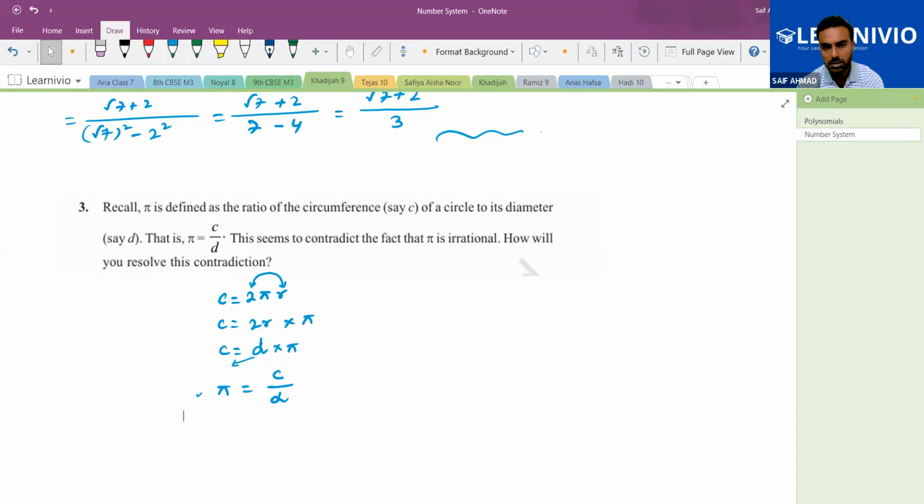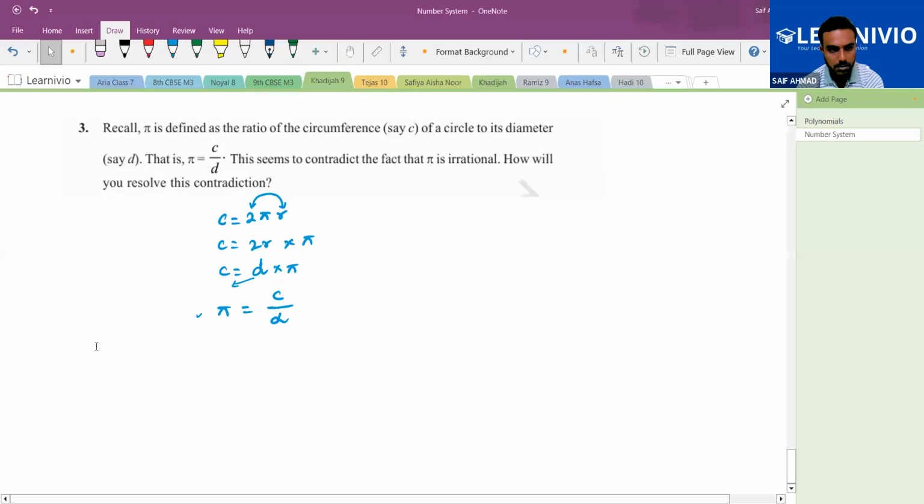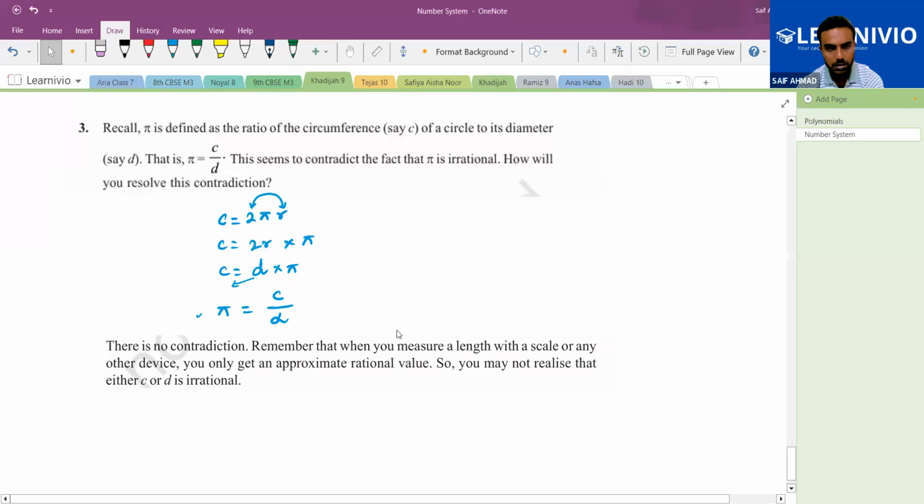There is no contradiction. Remember that when you measure a length with a scale or any other device, you only get an approximate rational value. So you may not realize that either c or d is irrational. Okay, one of these, c or d, will be irrational, so this is no contradiction. Yes, note this answer. This is the answer.